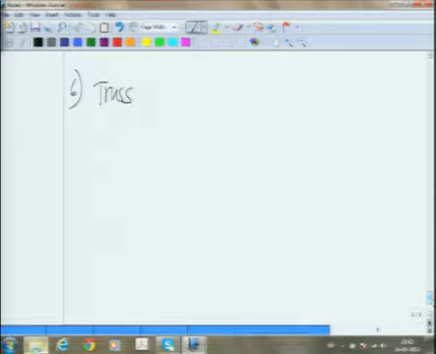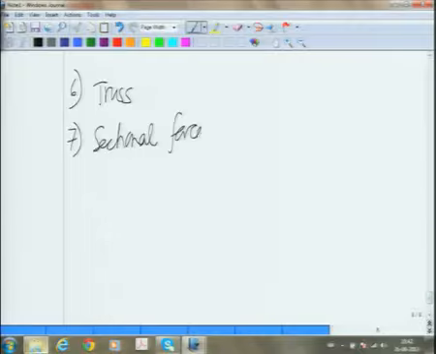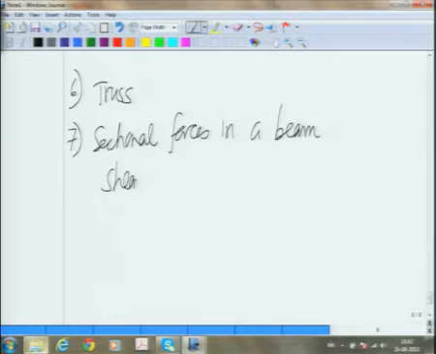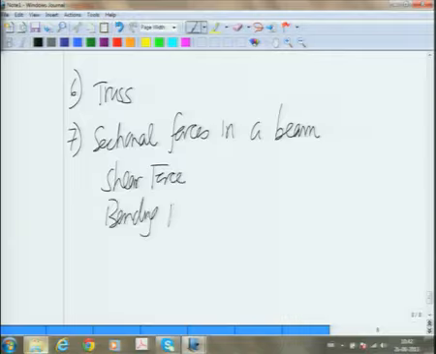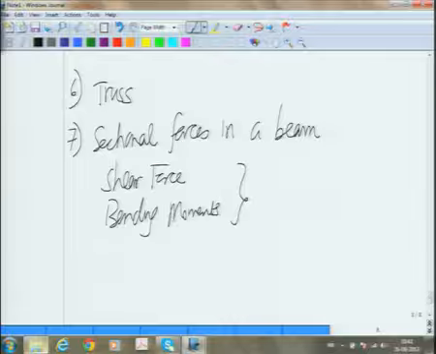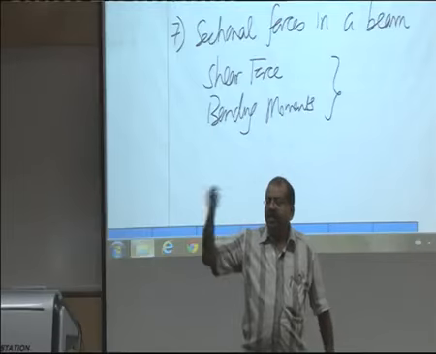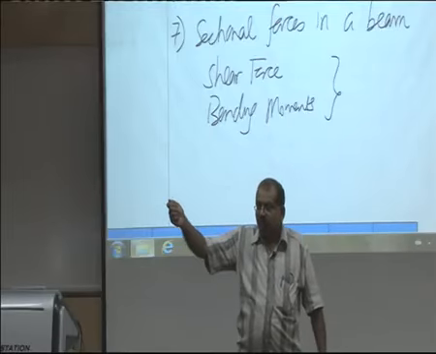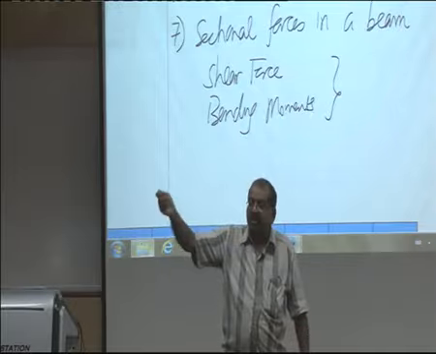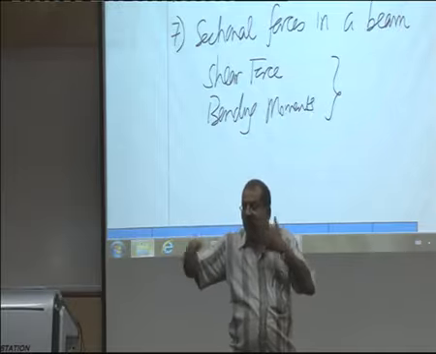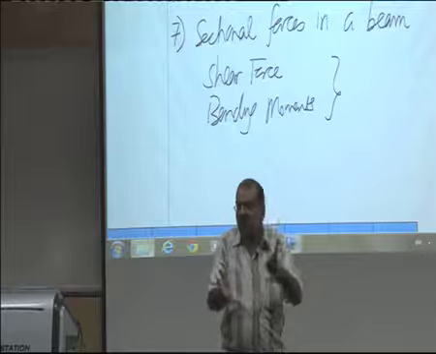Then after truss, we moved to sectional forces in the beam, where we talk of the concept of shear force and bending moments. We cut a section of the beam, and the forces exposed there were termed as shear force, axial force, bending moment, twisting moment. How do we find these? Essentially it is nothing but equilibrium.